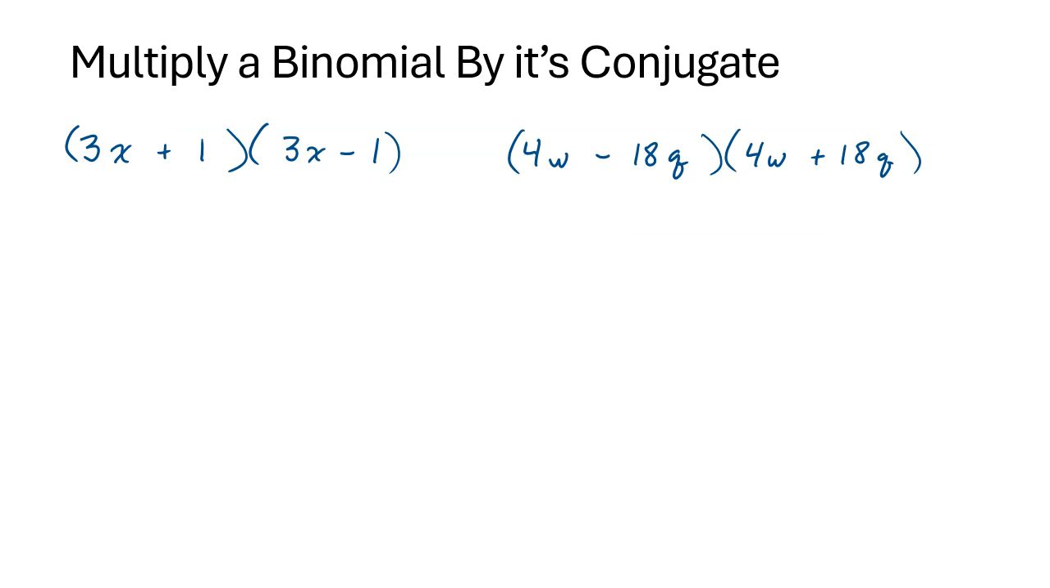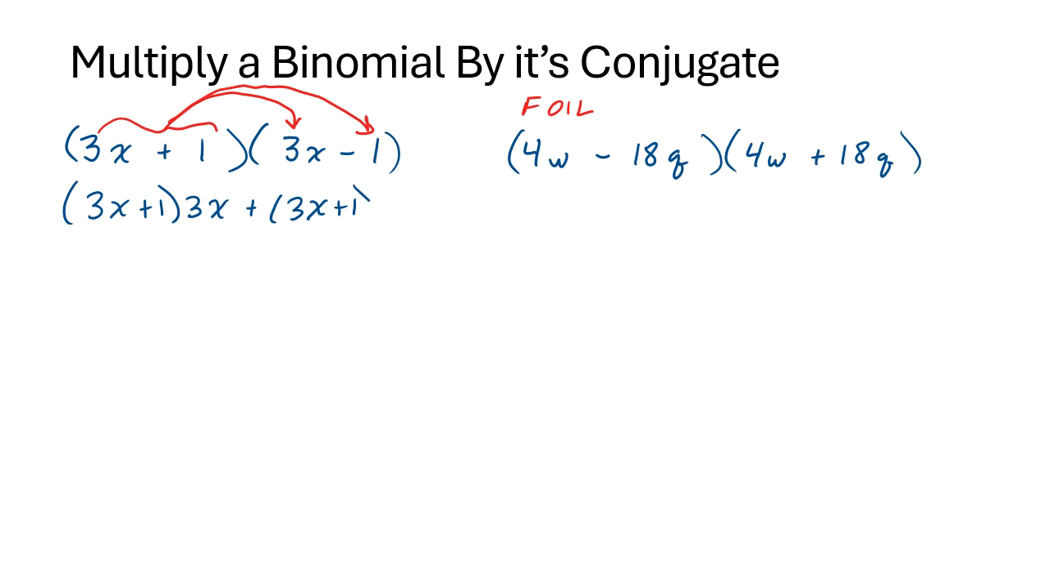So let's first look at 3x plus 1 times 3x minus 1. And in this first example, I'm going to use basically the distributive property. So we're going to take this 3x plus 1 and multiply this whole binomial by 3x, and then we're going to take this whole binomial times minus 1. In the second example, we're going to use the FOIL method, which some of you may be familiar with as well. So we're going to take 3x plus 1 times 3x, and then we're going to take 3x plus 1 times negative 1.